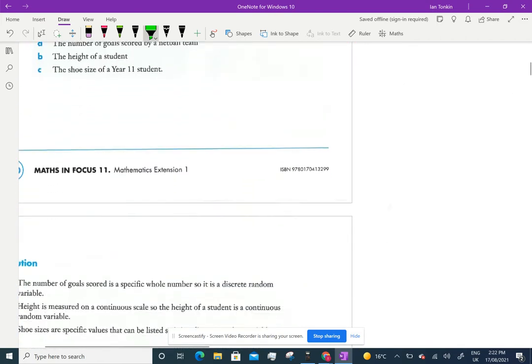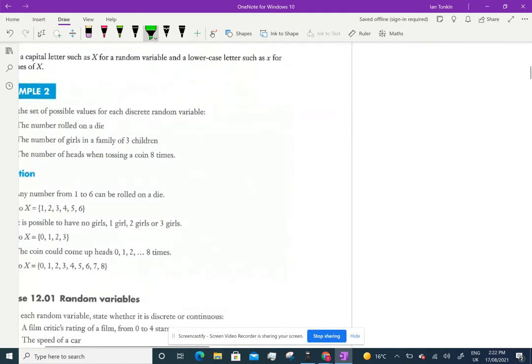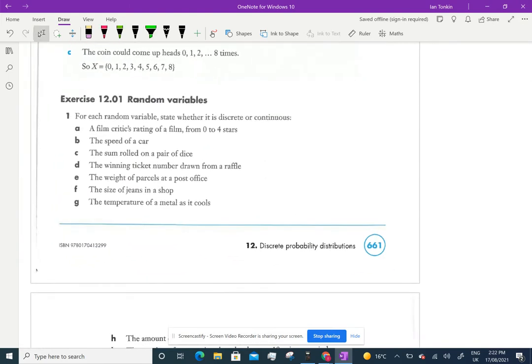So here we go. You need to be able to associate whether or not these are discrete or continuous. So let's have a look. A film's critics rating from 0 to 4 stars. I suppose you could give a half star, but to me, that's discrete. Speed of a car, that's continuous. They can go for anything. The sum rolled on a pair of dice. Well, we can either get a 1 and a 1, which is 2, that's the smallest, or a 6 and a 6, which is 12, and all the numbers in between. I think that's pretty much discrete.